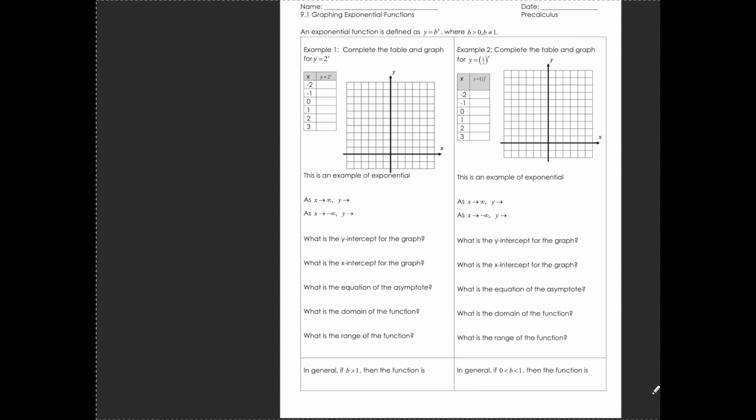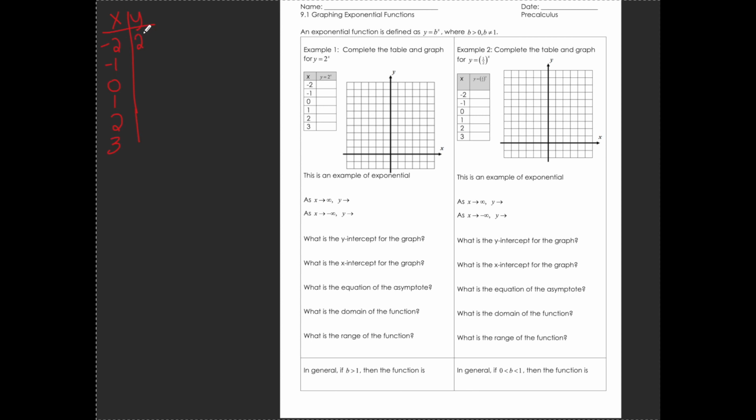Hey guys, today we're going to be looking at graphing exponential functions. So we're going to start off by completing a table to help us graph y equals 2 to the x. This table on the screen is a little tiny for me, so I'm just going to write the table out over here on the side.